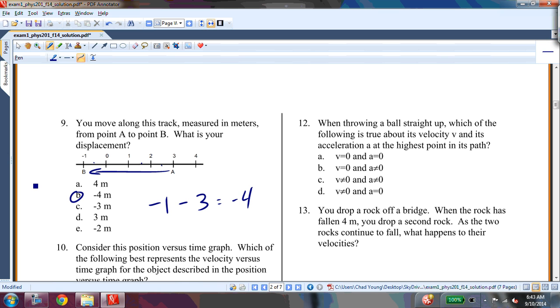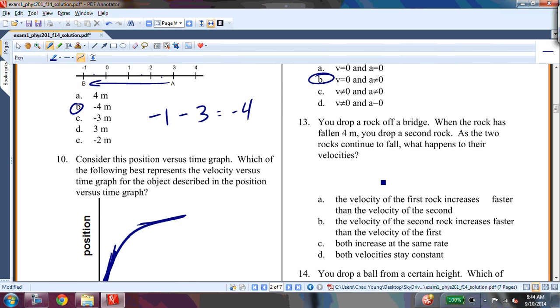When throwing a ball straight up, which of the following is true? Well, the velocity goes to 0, but the acceleration is still -10.